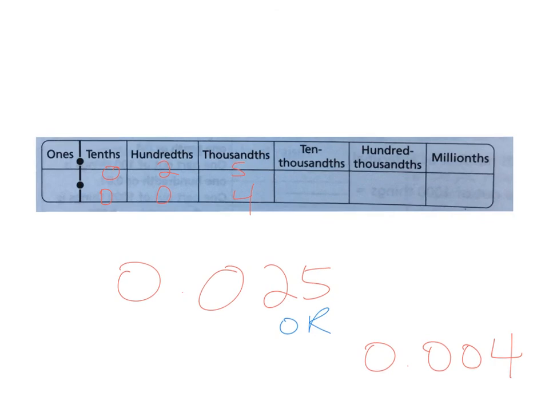Again, we're going to go to the leftmost number. There are 2 hundredths in the hundredths place here and 0 hundredths in the hundredths place here. Even though 0.004 looks larger, it is actually not, because there's 0 hundredths here and 2 hundredths here. Therefore, 0.025 is the larger number.